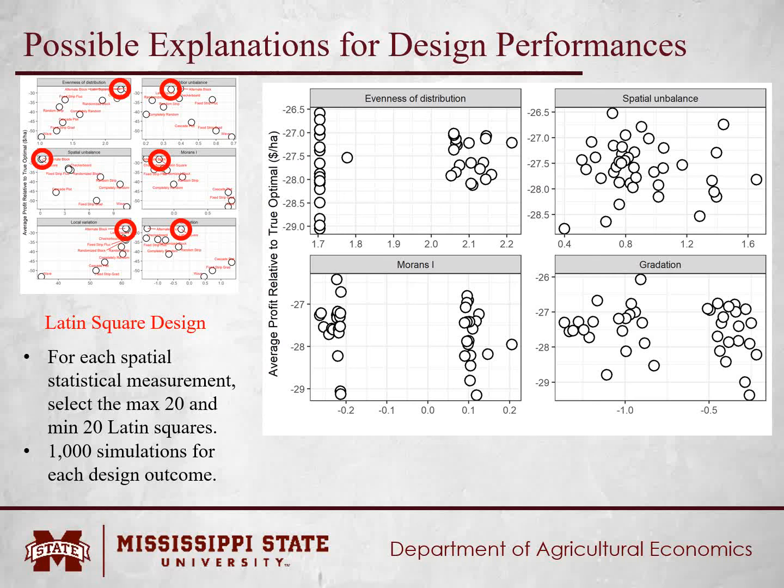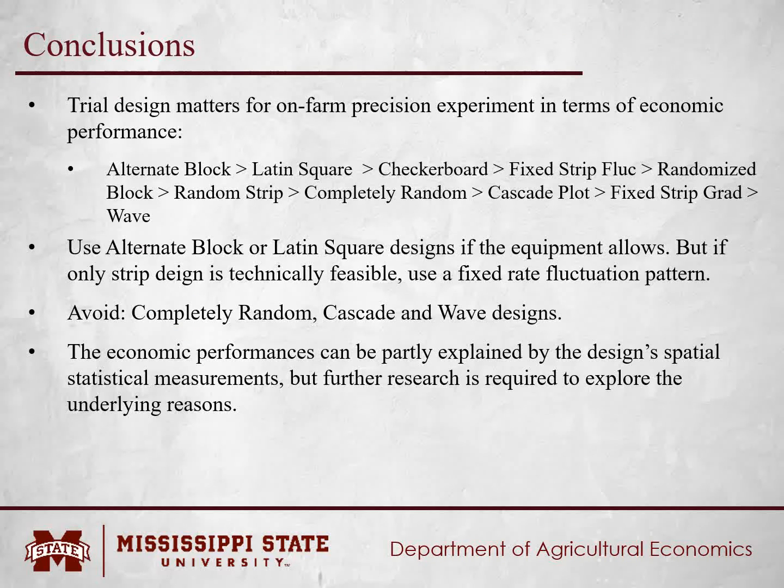almost the same. As a conclusion, trial design matters for on-farm experiments. Alternate block and Latin square are the best designs, but if only strip design is available, use a fixed rate fluctuation pattern. Completely random, cascade, and wave designs should be avoided. The economic performances can be partly explained by the design's spatial statistical measurements, but further research is required to explore the underlying reasons.